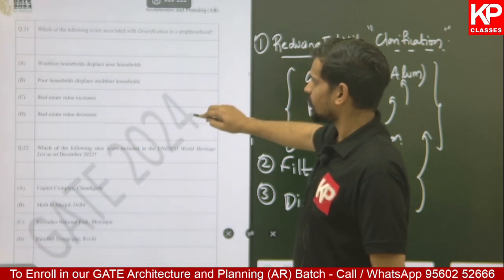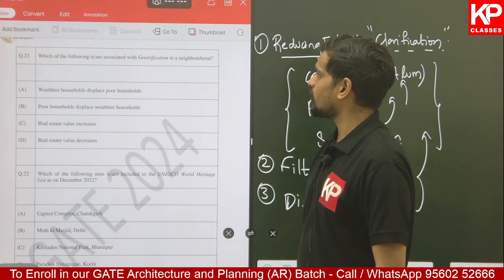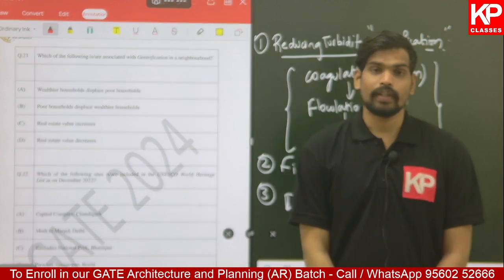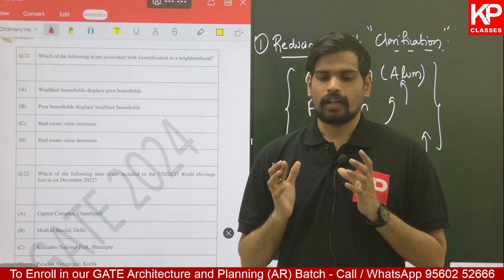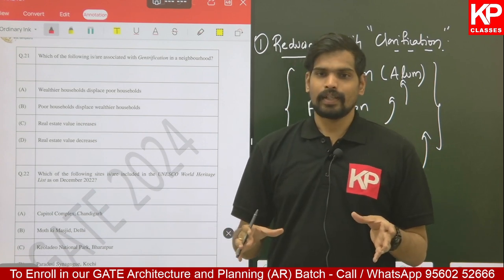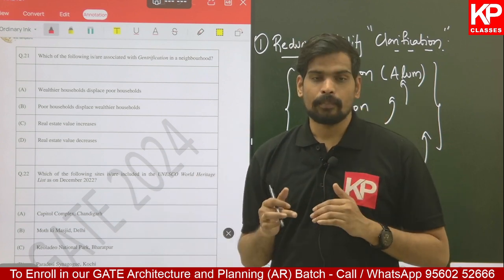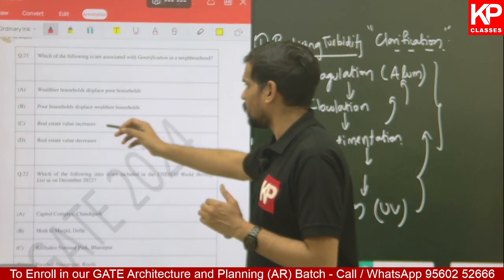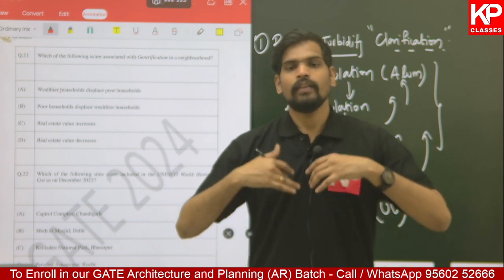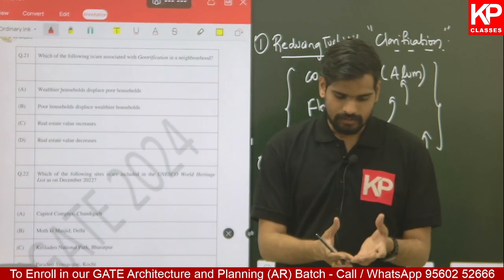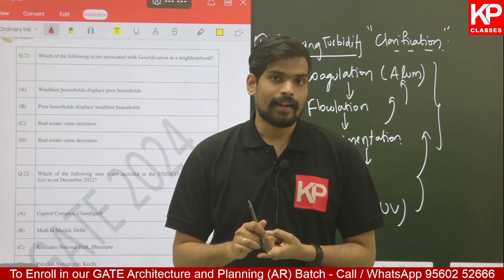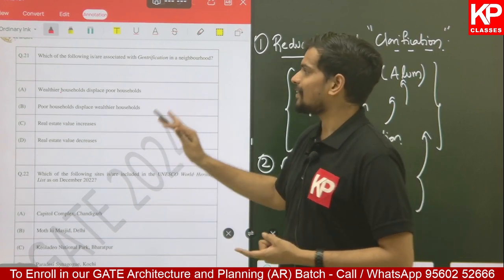Moving on to the next one, the next theoretical question, question number 21, which is based on the concept of gentrification. Which of the following is or are associated with gentrification in a neighborhood? So in urban design, what is gentrification? Gentrification is an approach where there is an influx of affluent population. In a particular locality or neighborhood, if there is an increase in the number of wealthier households, you can say rich or affluent families, this influx will improve the real estate value of that neighborhood. That's called gentrification. So the rise in the real estate value of a neighborhood due to the influx of affluent population is referred to as gentrification in urban design.